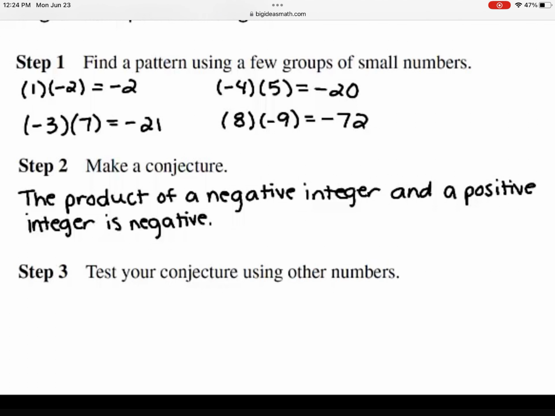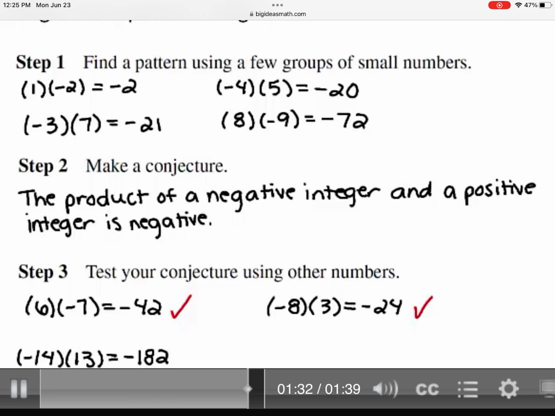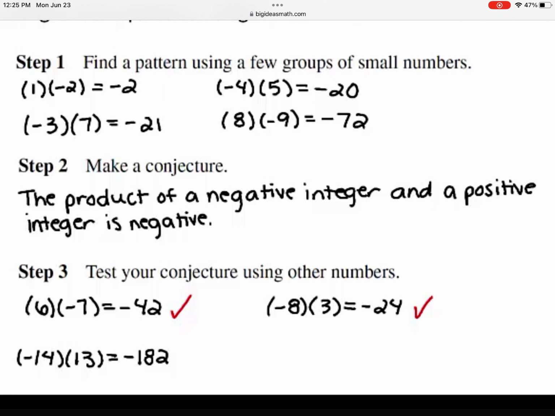For example, the product of 6 and negative 7 is negative 42. Because this product is negative, this test supports your conjecture. In addition, the product of negative 8 and 3 is negative 24. Because this product is negative, this test also supports your conjecture. Finally, you could test negative 14 times 13. This gives you negative 182. Because this product is negative, this test supports your conjecture as well.